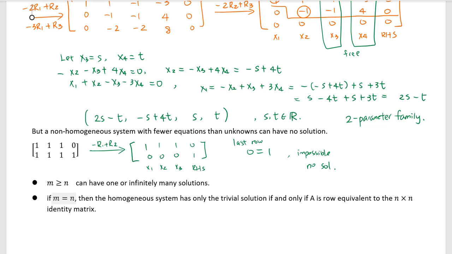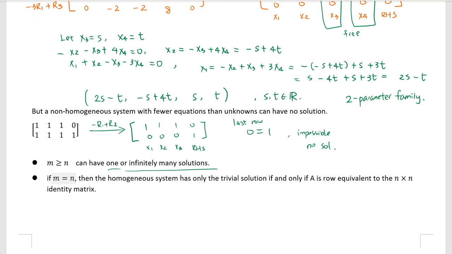Okay, so if the number m is greater or equal to n, we can have one solution or infinitely many solutions. And if we have m equals n, then the homogeneous system has only the trivial solution if and only if A is row equivalent to the identity matrix. Yes, so we can say our linear system has a unique solution if and only if the matrix A is row equivalent to the identity matrix. Okay, so we know that.